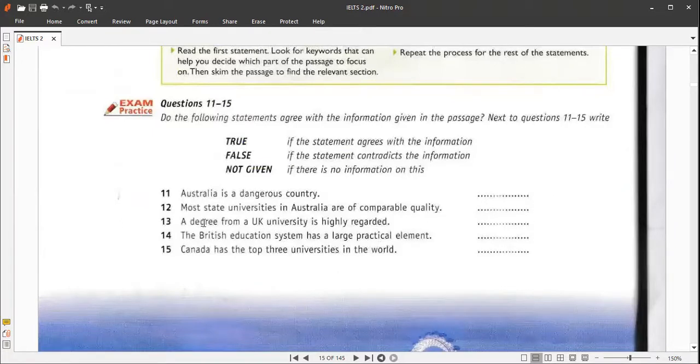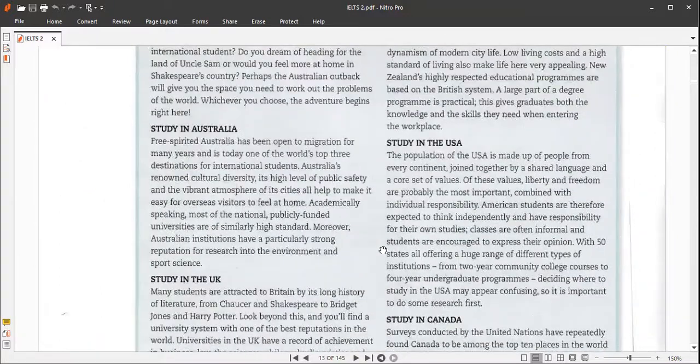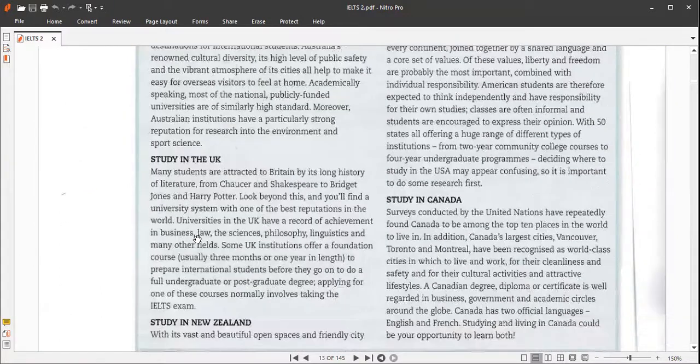Number 13. A degree from a UK university is highly regarded. UK university is highly regarded. Okay, the graduate. Alright, its best reputation, have a record of achievement.